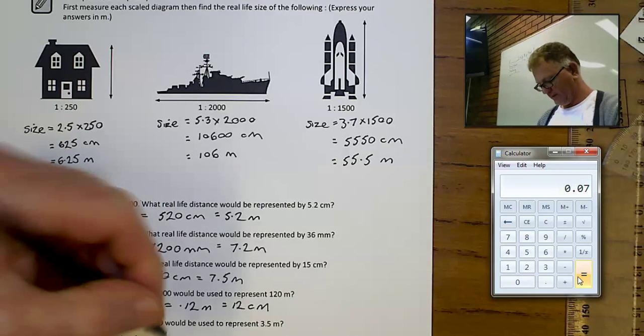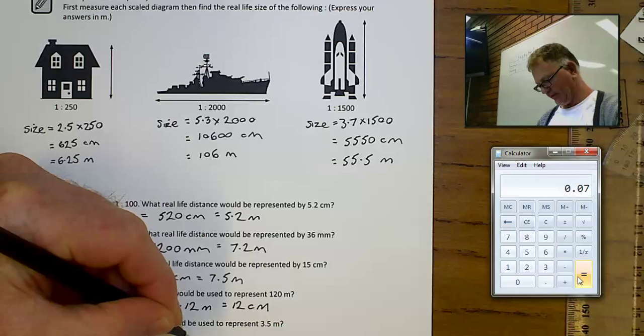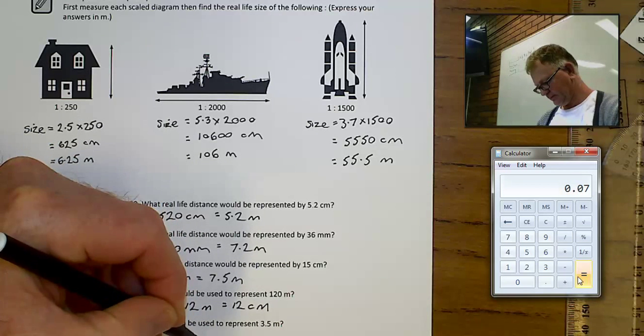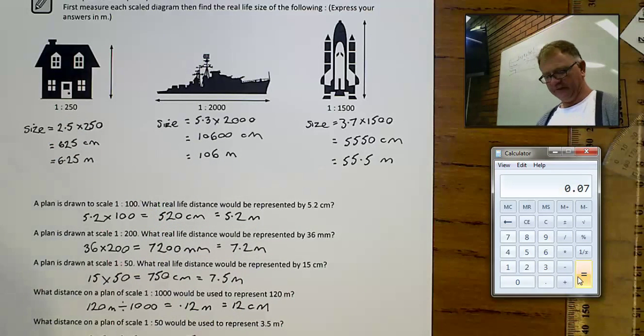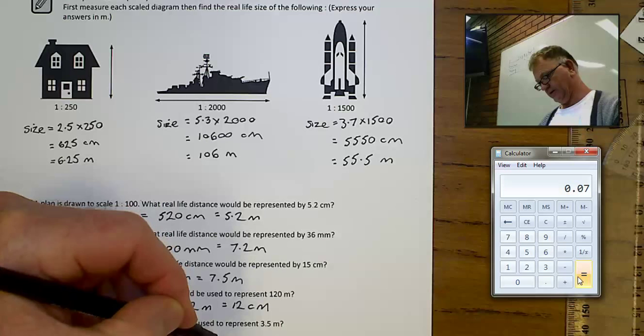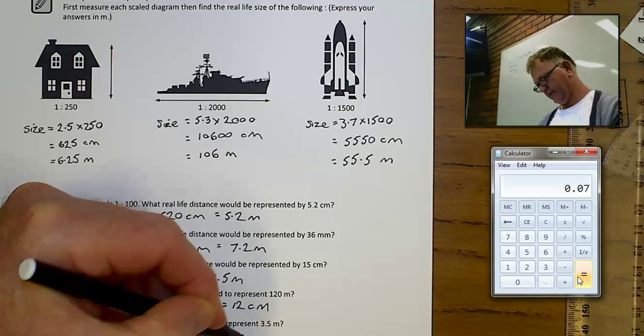I get 0.07 of a metre. You could leave your answer like that, that's okay. Or you could change those metres into centimetres. Metres to centimetres, multiply by 100 equals 7 centimetres.